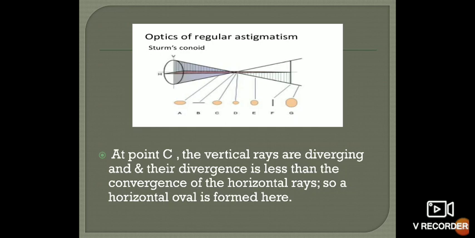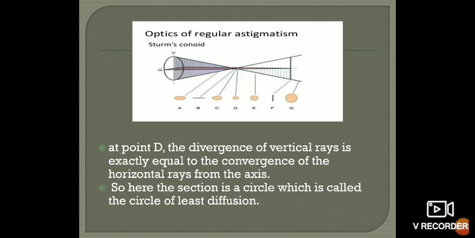So a horizontal oval shape you can obtain here at cross section. At point D, you can see divergence here. The vertical rays now are diverging. Remember, the horizontal rays are still converging.